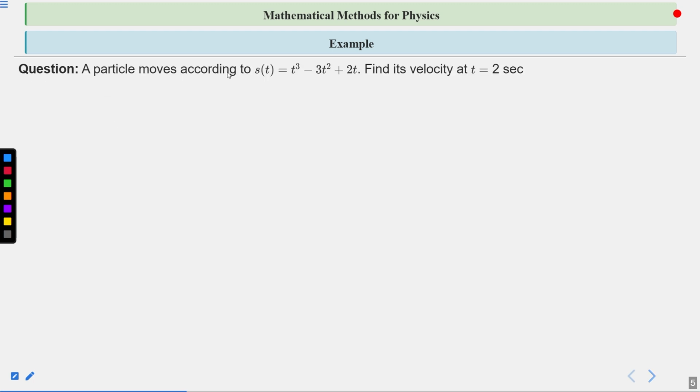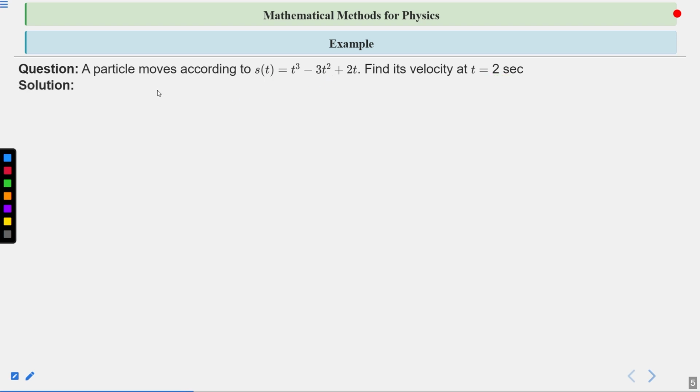A particle moves according to s of t is equal to t cube minus 3t square plus 2t. So, the equation is given. Find the velocity at t equal to 2 seconds. So, here you have to find the velocity from the position. Now, how can we calculate it?